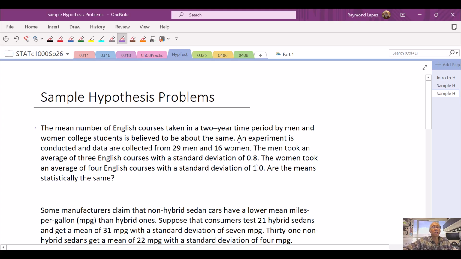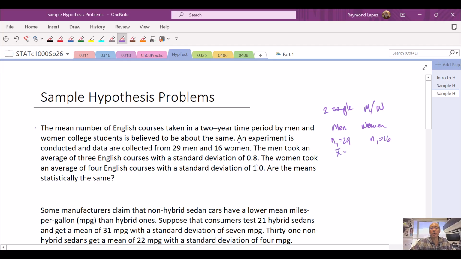The men took an average of 3 English courses with a standard deviation of 0.8. The women took an average of 4 English courses with a standard deviation of 1.0. Are the means statistically the same? So clearly these are two samples because we're looking at the men and women. And for the men and women, we should be able to identify the basic statistics. So 29 men, that's going to be your n for the men. And just because I wrote this down first, we're going to put n sub 1 there. That's 29. And n sub 2 is going to be 16.